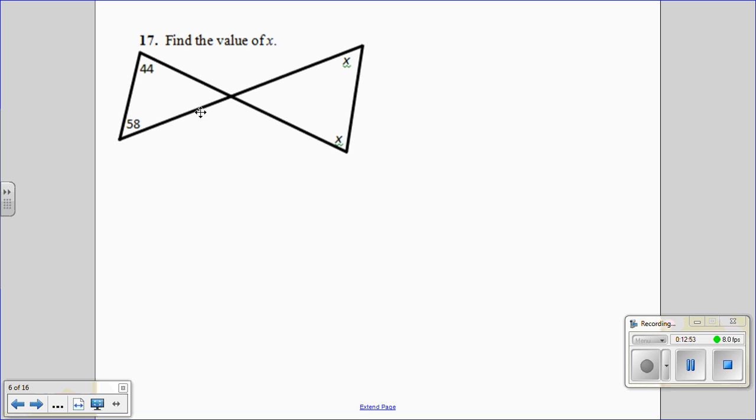On 17, it wants us to find x. So first, find the missing angle in this triangle, which also forms a vertical pair in this triangle over here.